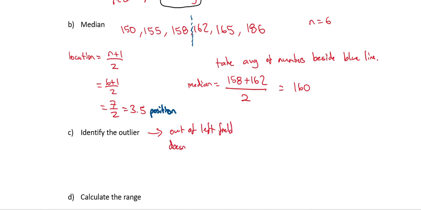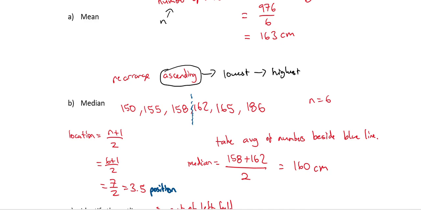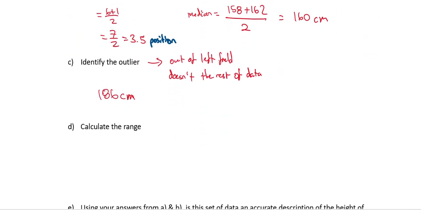Or doesn't fit the rest of the data, okay? So with that out of the way, you can just write, all right, looking at my list, my outlier is 186 centimeters. So just make sure to add in your units in case, okay? That's something that I've forgotten. So make sure you add in your units just like that.